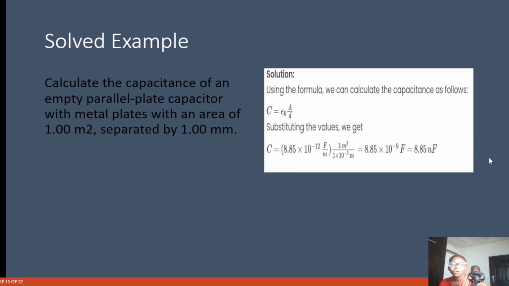Putting in all the parameters, we have our area to be 1 meter squared, and our distance to be 1 times 10 raised to the power minus 3 meter. Putting this in and multiplying, we have this. And you remember that when we were talking about the unit for capacitance, we told you that 10 to the minus 9 is nanofarad. So this is 8.85 times 10 to the power minus 9 farad, which can be represented as 8.85 nanofarad.